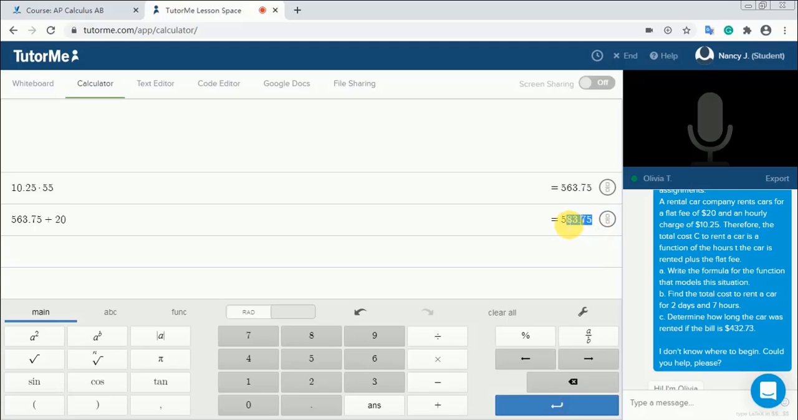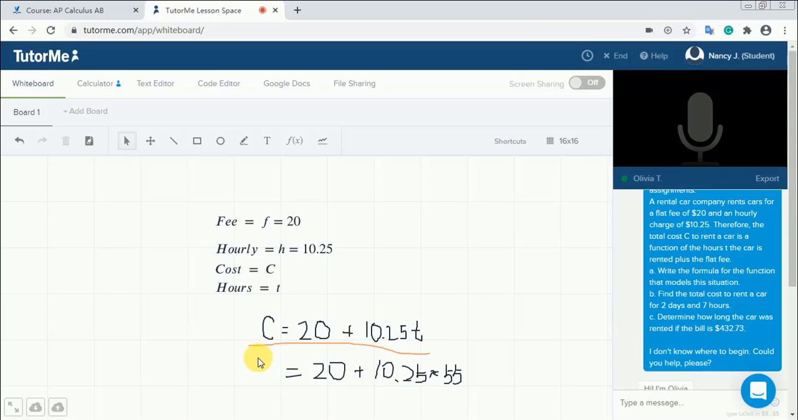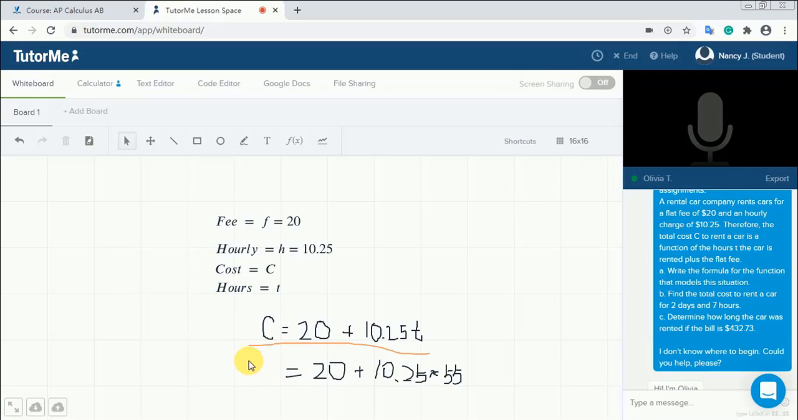So the total cost is 183.75. Correct. Okay. Good job. So now part C. Determine how long the car was rented if the bill was $432.73. Okay, so what do you know here, and what are you looking for?